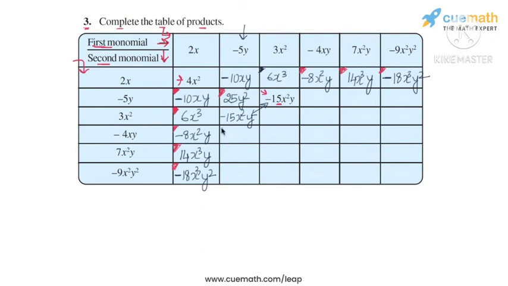Then we come to this cell here, which is minus 5y into minus 4xy. So minus 5 into minus 4 is 20. So we get 20 as the coefficient, and y into xy will be xy square. Okay, so we get 20xy square, and the same value will go in this cell also, which is again minus 4xy into minus 5y. So here also we can put 20xy square.